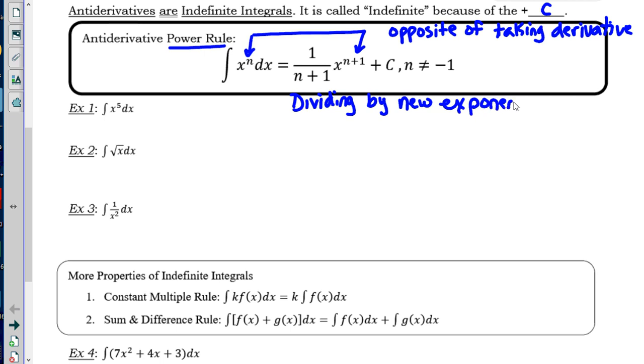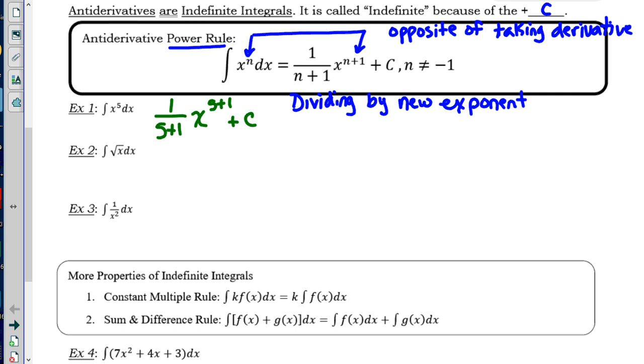And again, that's the opposite of what we were doing when we took a derivative. So let's go ahead and try some of these. In example 1, we have x to the 5th. So all I'm going to do is say x will now be to the 5 plus 1, and then I'm going to have 1 over 5 plus 1, and then a plus c.